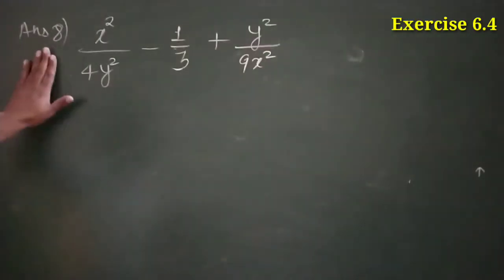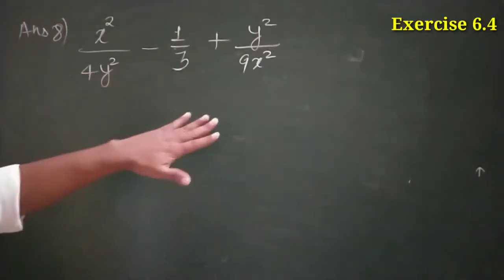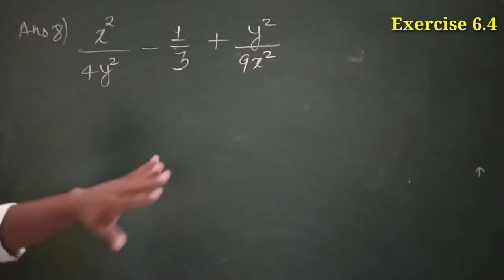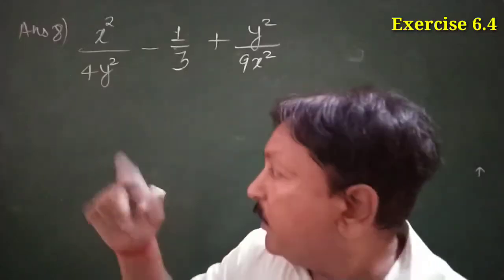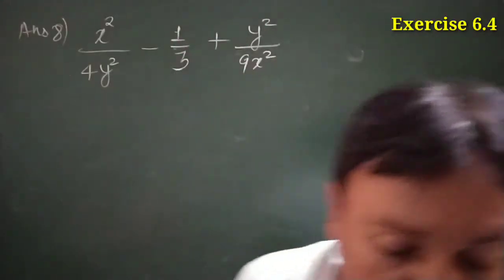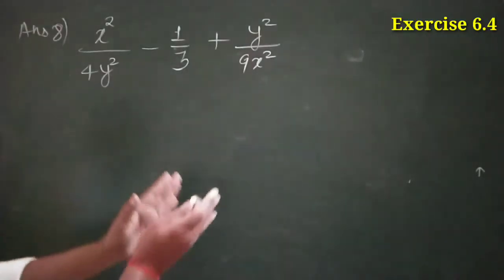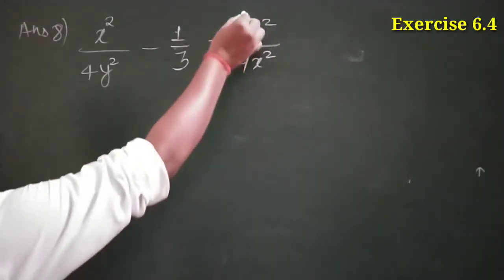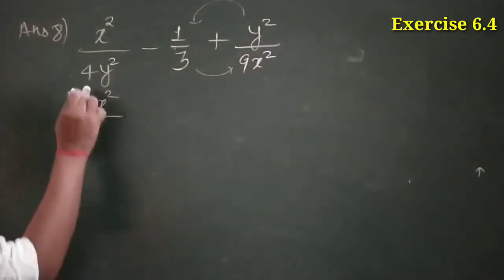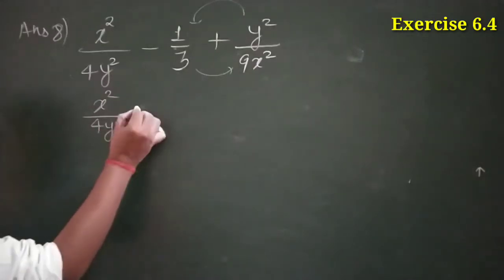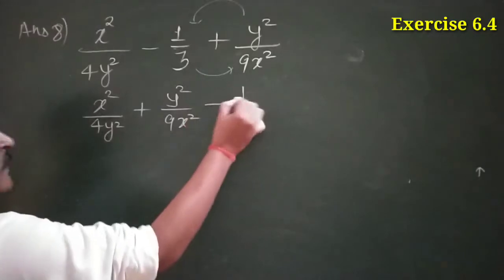Okay students, now see question number 8 on the board. x square upon 4y square is given. In this question, it is not a new thing. Only the face of the question is changed. It is just like question number 1. We have to convert it into the form (a minus b) whole square. So first of all, interchange their positions: x square upon 4y square plus y square upon 9x square minus 1 upon 3.